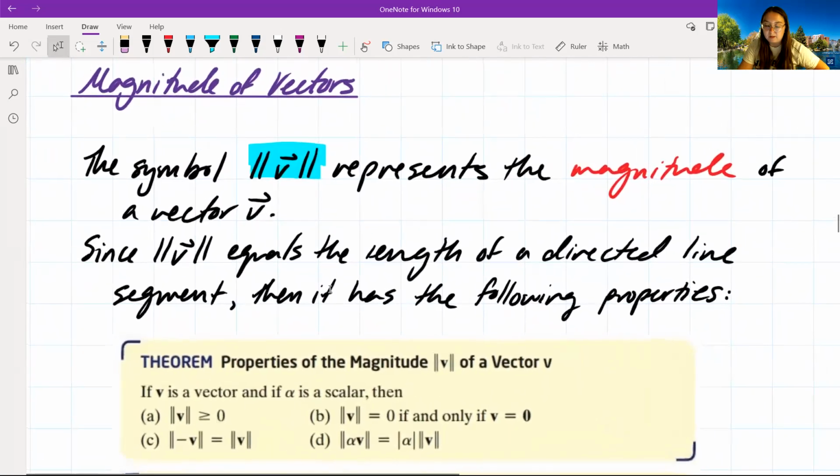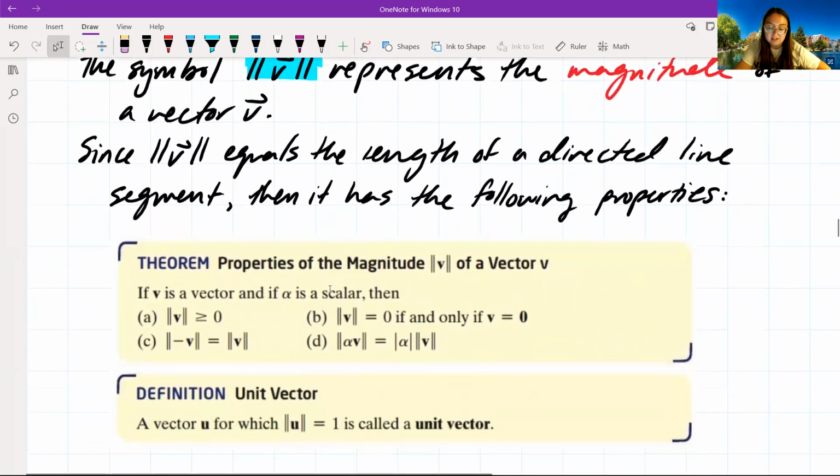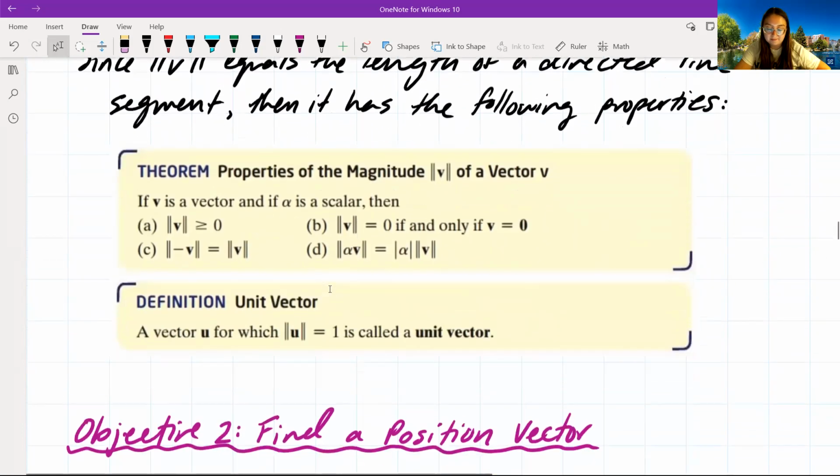All right, so now we have the magnitude of vectors. The symbol v with double bars on each side represents the magnitude of a vector v. Since the magnitude of v equals the length of a directed line segment, it has the following properties.